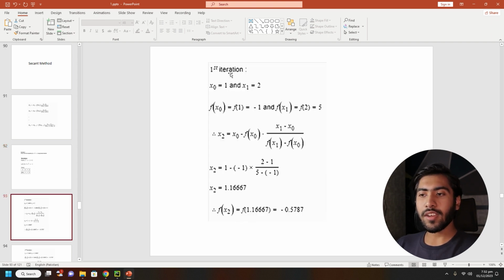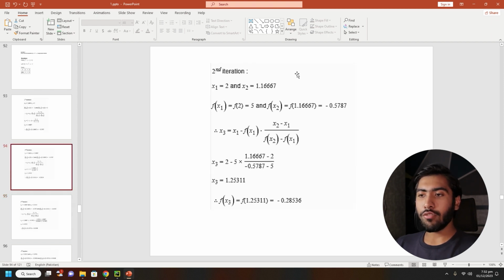So in the first iteration, we will just put the values of x0 and x1 and function of x0 and function of x1, and then we will have the answer of our first iteration. Now in the second iteration, x0 is replaced by x1 and x1 is replaced by x2. Now we have to find the value of function of x2, which is minus 0.5787, and now just put all these values in the general formula of secant method. Then we get the answer of our second iteration, which is x3. Now how to do this in code, let's have a look.